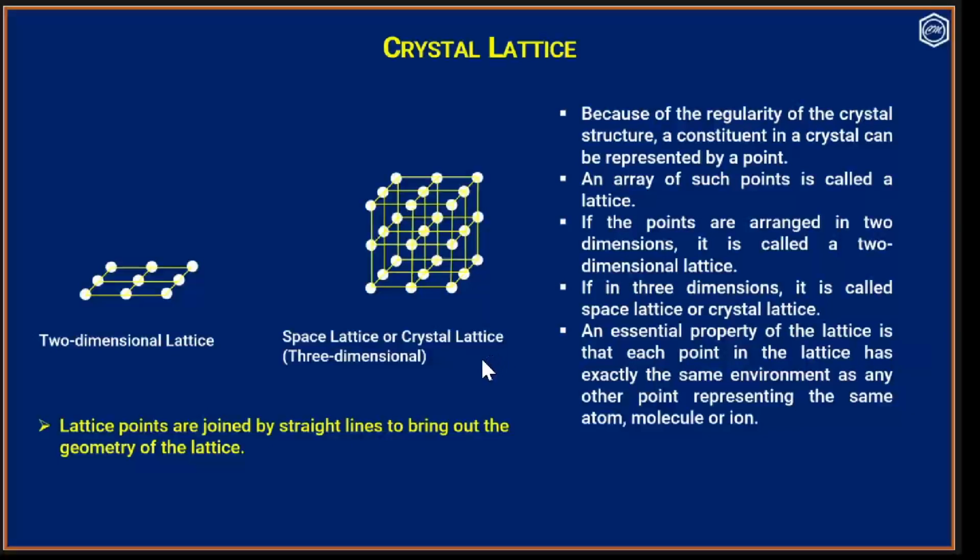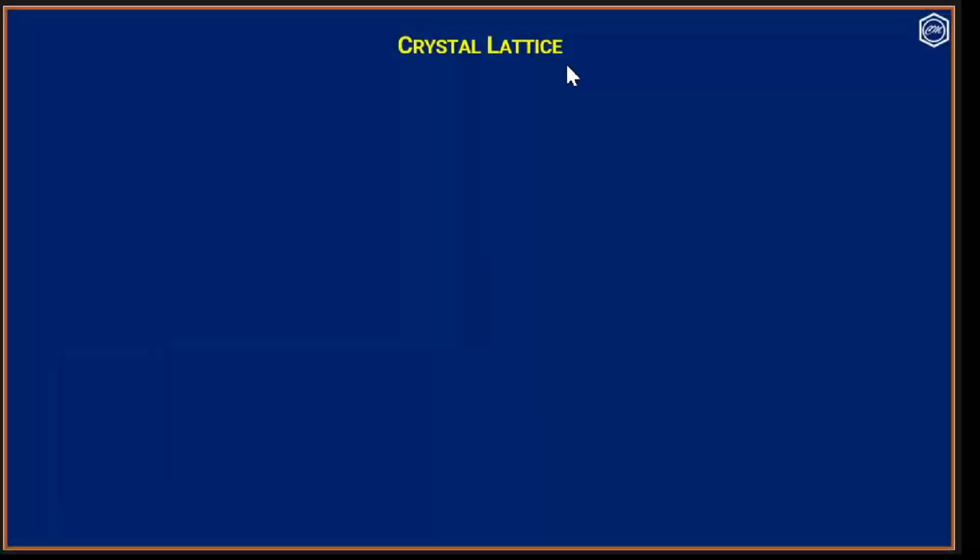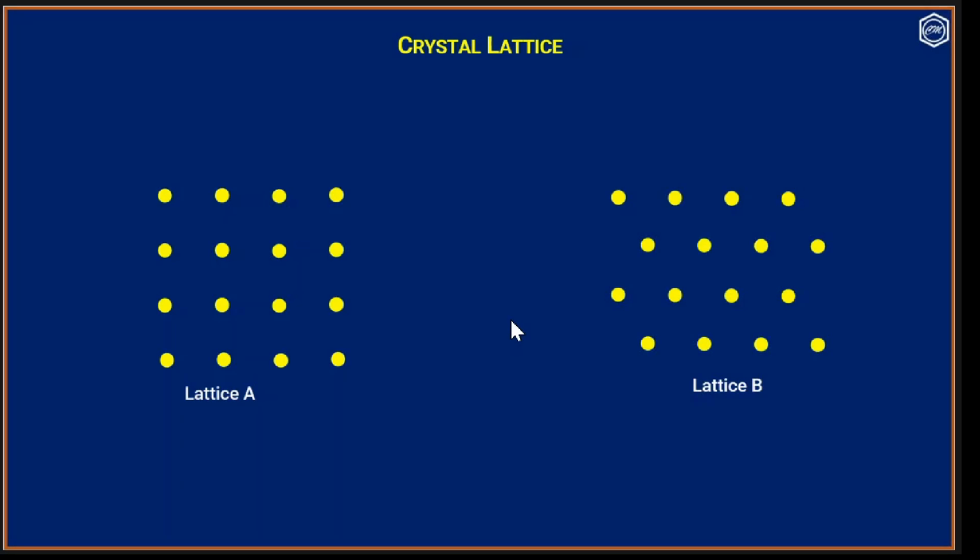Lattice points are joined by straight lines to bring about the geometry of the lattice. Each point in the lattice is called a lattice point or a lattice site. Let me construct a 2-dimensional lattice by placing points in a particular regular manner and call it lattice A. Now let me construct another 2-dimensional lattice by placing points in a regular manner but different from the first one. In this case, the points of the second row fit below the midpoint of the points of the first row.